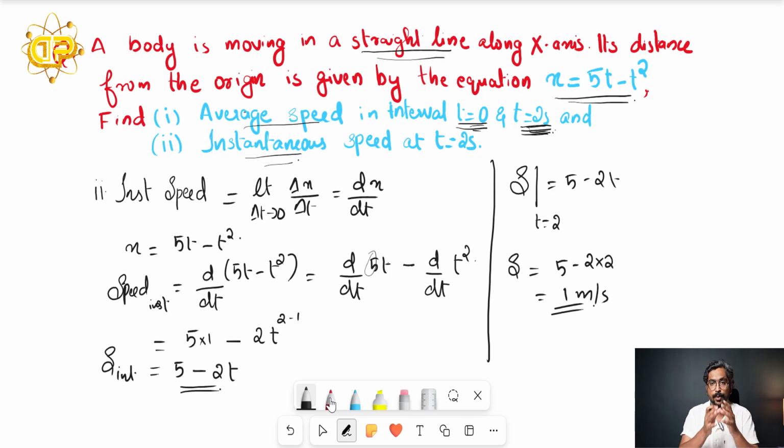I hope that you got the point how to calculate the average speed and the instantaneous speed.